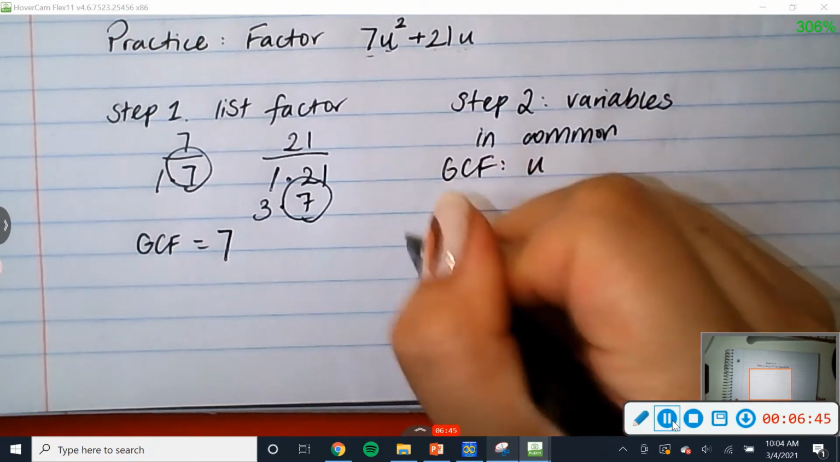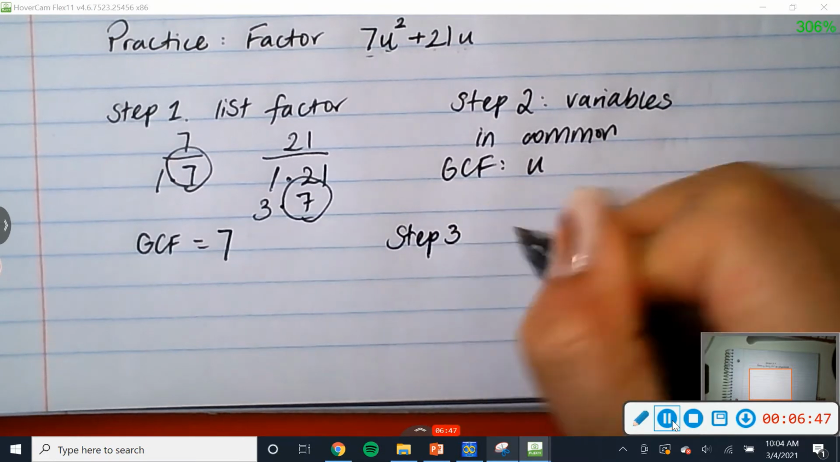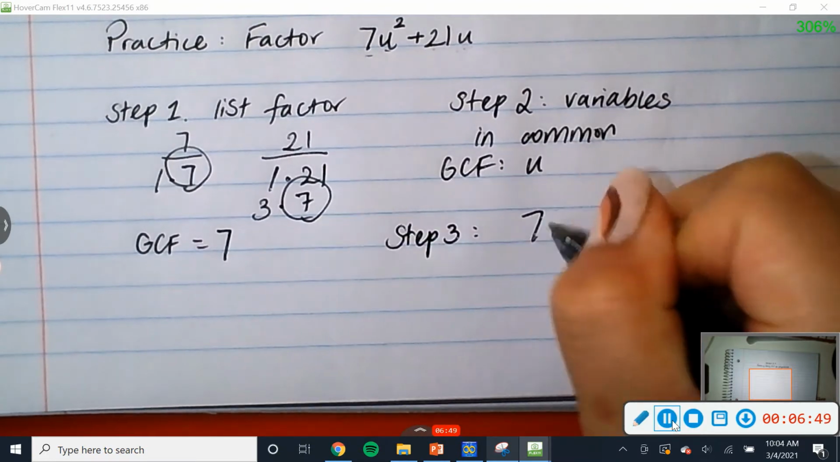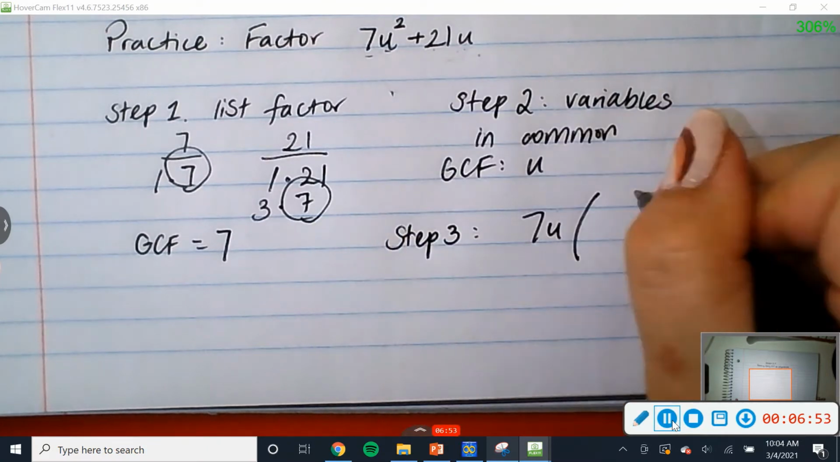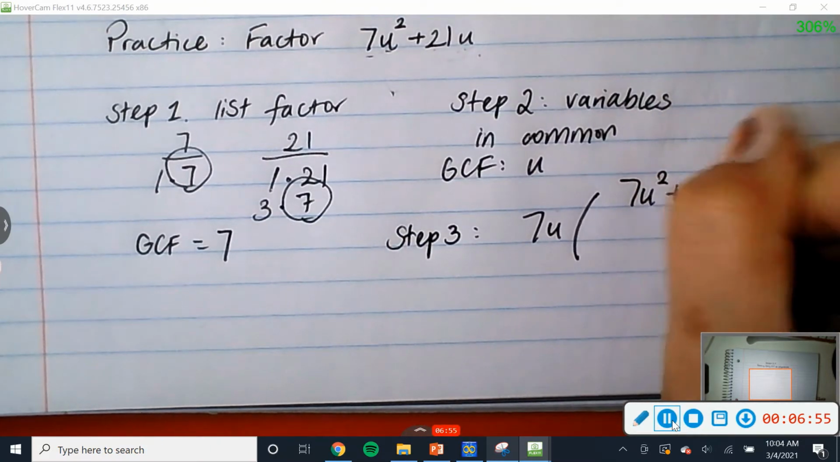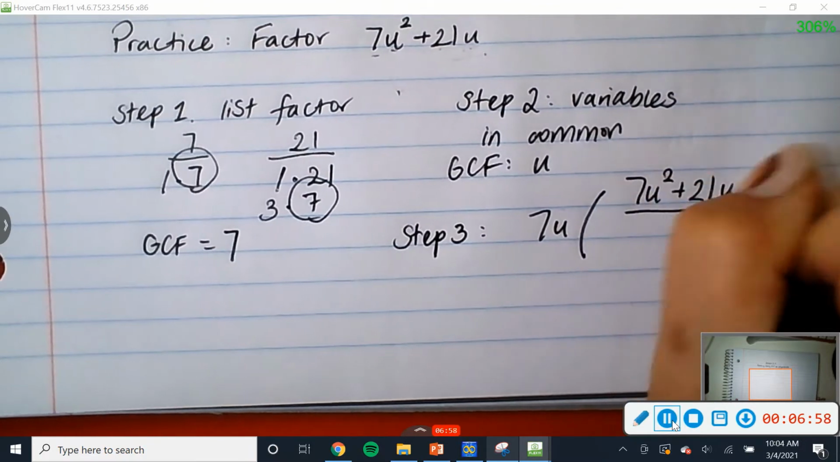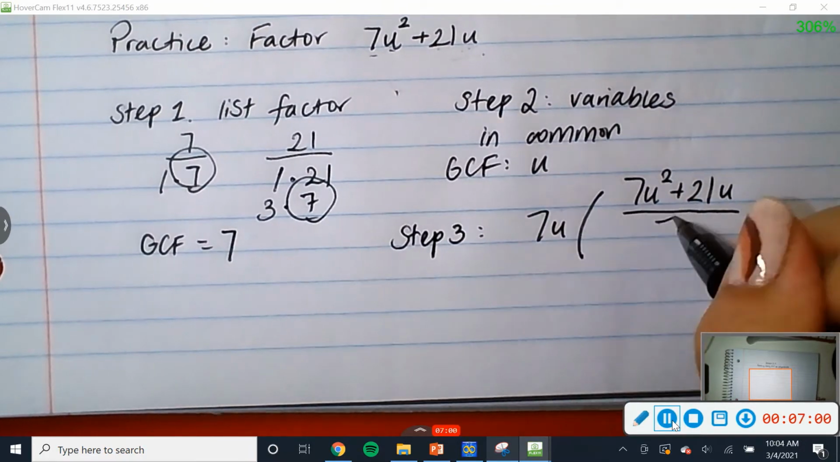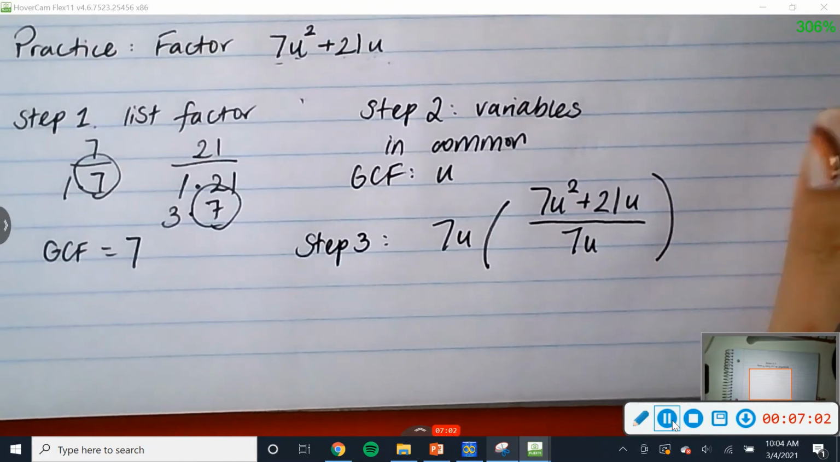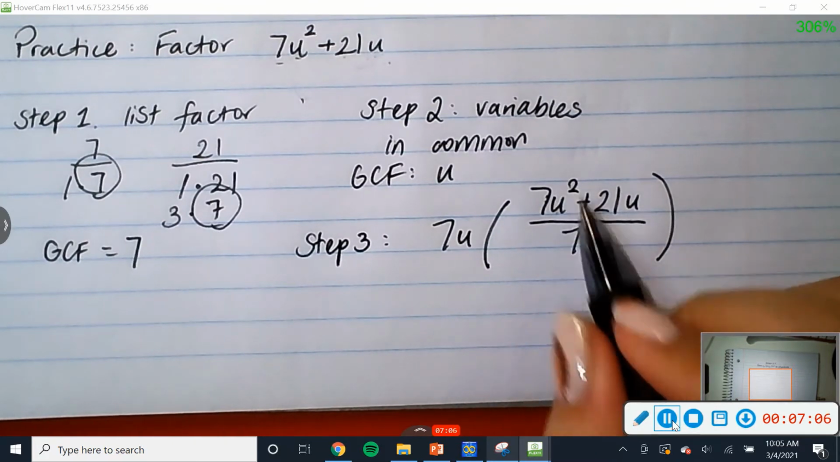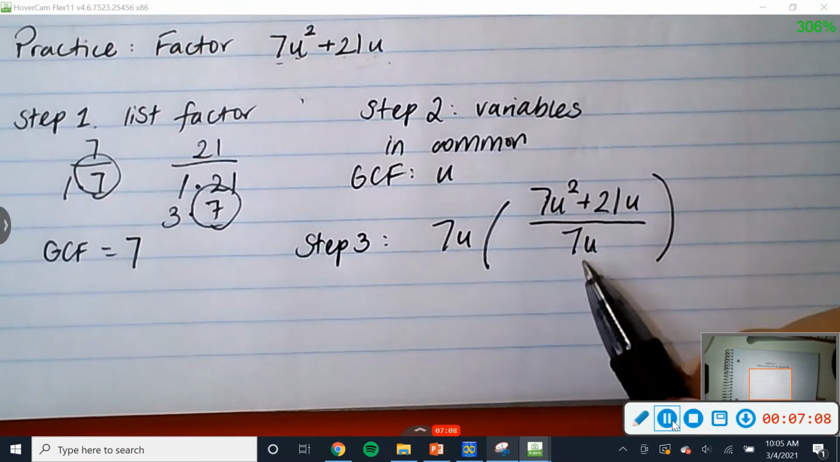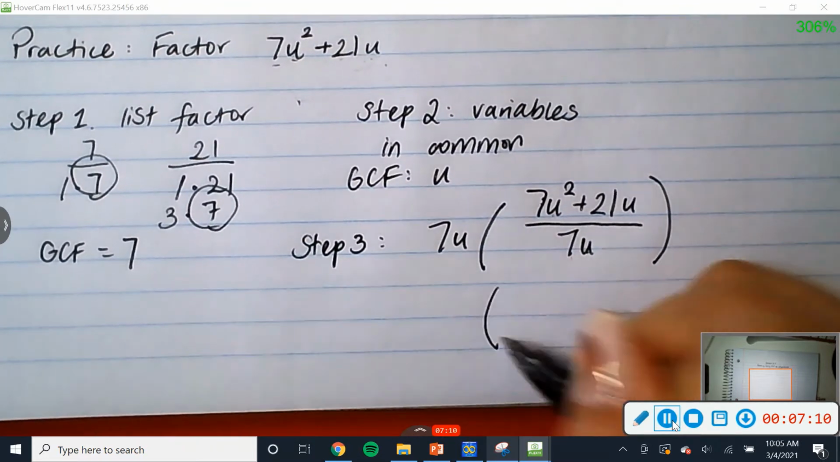So step 3, I want to write out my GCF on the outside. I take the original expression up top, divide it by the GCF, and then I just want to simplify this. So divide this first, 7u squared divided by 7. Well, 7 divided by 7 is just 1. So you can write a 1 here if you want.